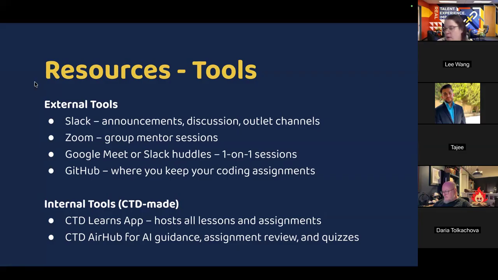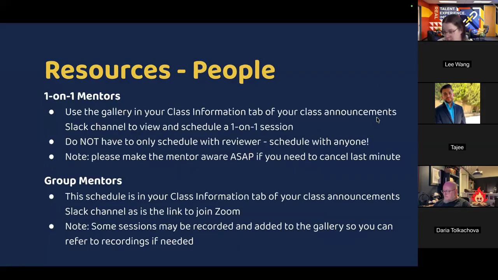Okay, for the human resources that you have available, the people resources, we've got our one-on-one mentors we've talked about, that gallery I showed you earlier when we were taking a look at Slack and the umpteen million links you have available in that class information tab. That will get you to the gallery so that way you can schedule one-on-one. You don't have to schedule it specifically with your assigned reviewer or with a group mentor you've attended sessions with. You can schedule it with anybody.